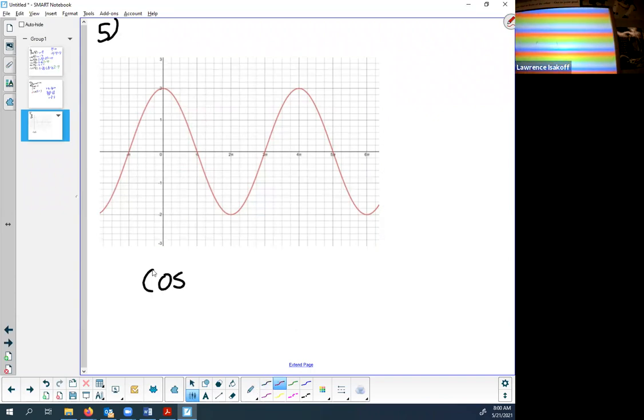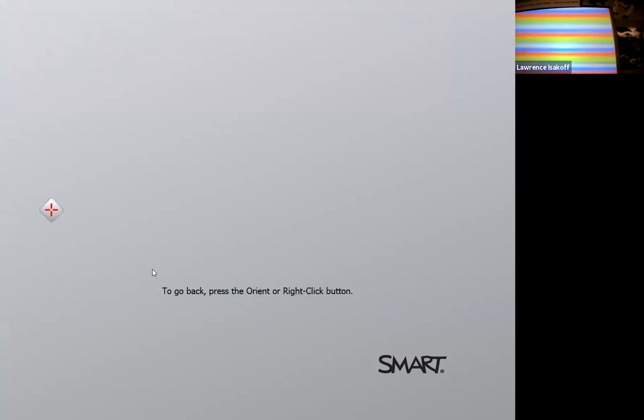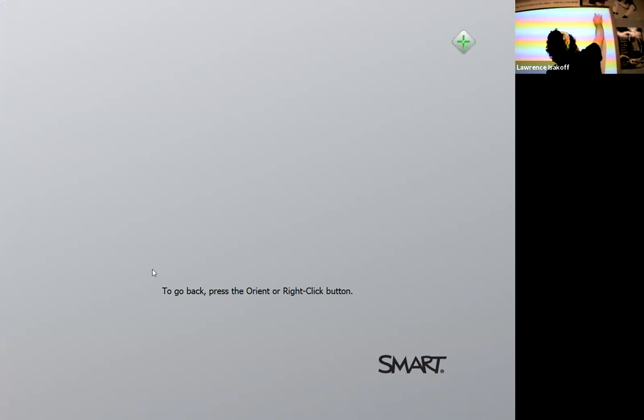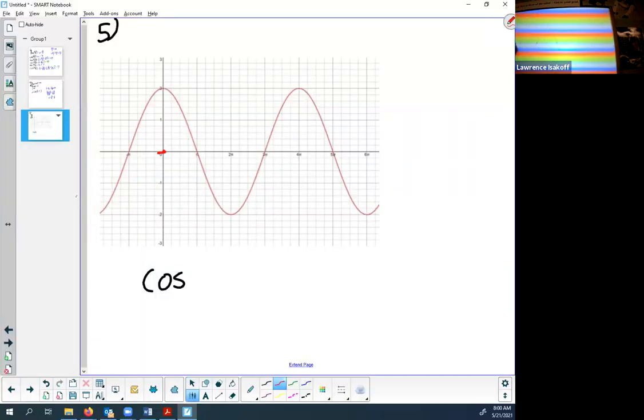Now my amplitude goes from here. Let me recalibrate my board. The writing's off, and for this, I want to be very accurate. I know it goes from a center line of 0 to a maximum height of 2. So that tells me I have an amplitude of 2, which just tells me that's 2 times the cosine of that.